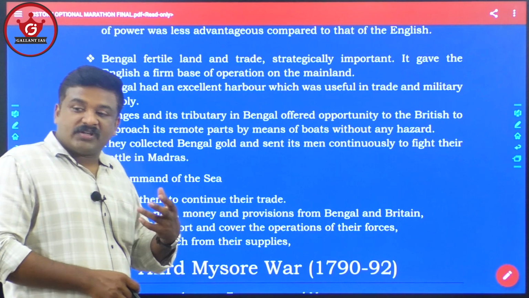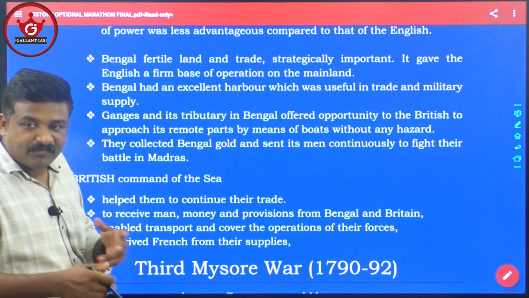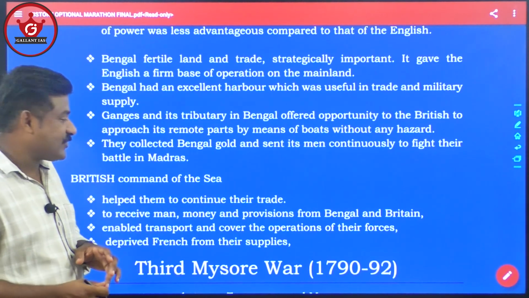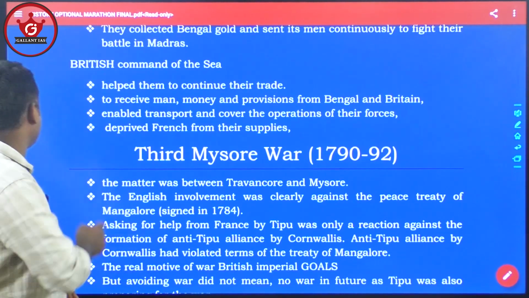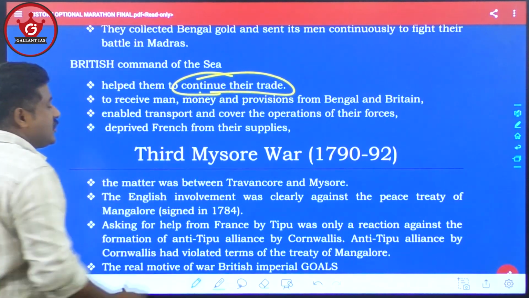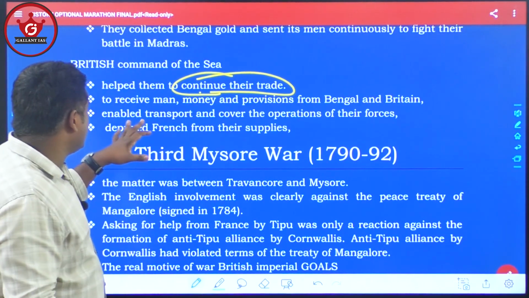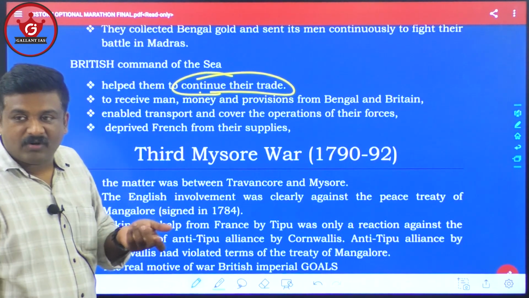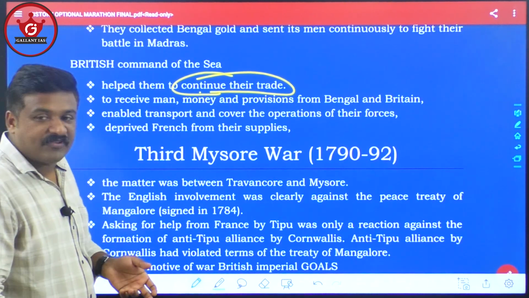Plus, there's easier accessibility to these other parts of the world with Bengal harbor, which also facilitated easier, profitable trade and all. British command over the sea: yes, we know that they are mistress over the sea. They have a superior navy. Am I right? Yes, they are masters over the sea, and they receive money, provisions and men from Bengal and Britain very easily. Then they transport and cover the operations of their forces.